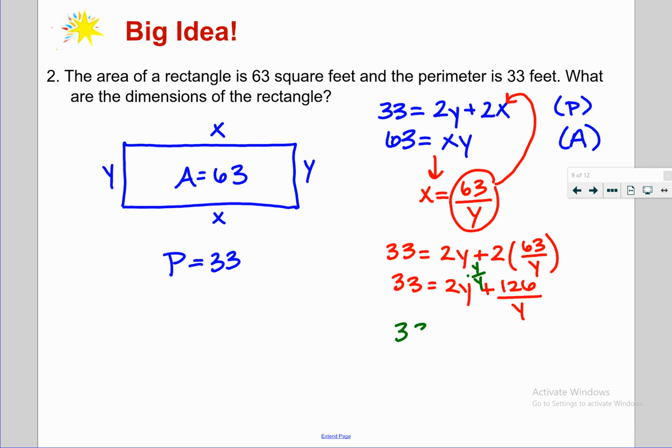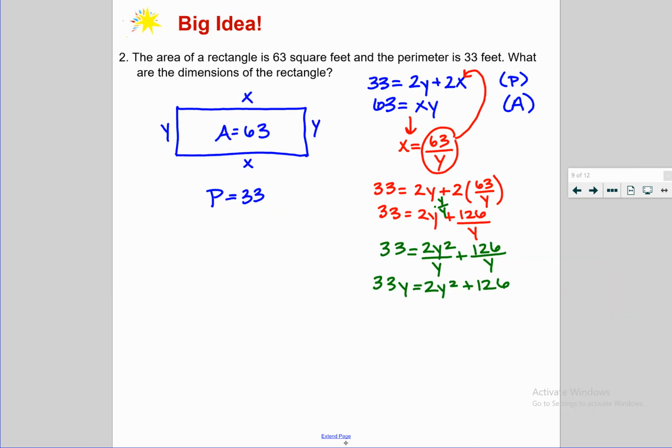All right, so that's 33 equals 2y squared over y plus 126 over y. And then one more thing I could do to make this a little bit nicer is multiply everything by y. That'll get rid of my fractions completely. And actually, I probably could have done that in the last step too if I wanted to. Just multiply through by a y. So that'd be 33y equals 2y squared plus 126. And there's the quadratic that we're looking for.